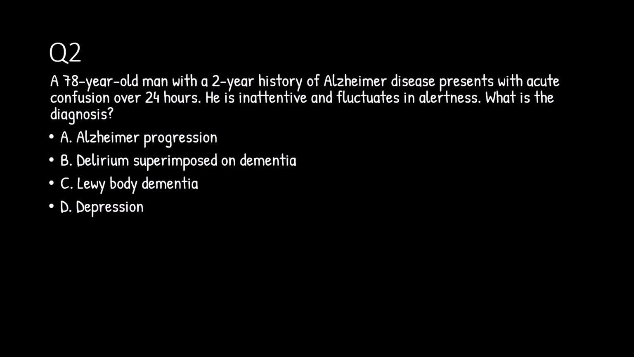Question 2. A 78-year-old man with a 2-year history of Alzheimer's disease presents with acute confusion over 24 hours. He is inattentive and fluctuates in his alertness. What is the diagnosis? A. Alzheimer's progression. B. Delirium superimposed on dementia. C. Lewy body dementia. Or D. Depression.